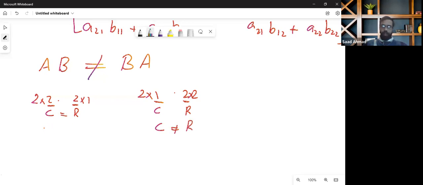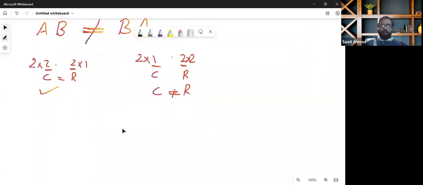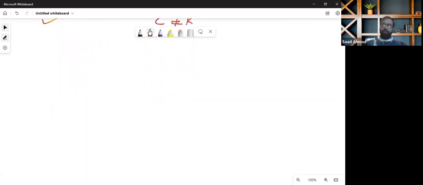So this one we can multiply, but this multiplication is not possible because the columns are not equal to the rows. That's why you can clearly see that A times B is not equal to B times A. It can be in some special cases, but in general it's not true. It's not like other mathematics, where 2 times 3 equals 3 times 2. So we say that matrix multiplication is not commutative. That's the mathematical term for it.